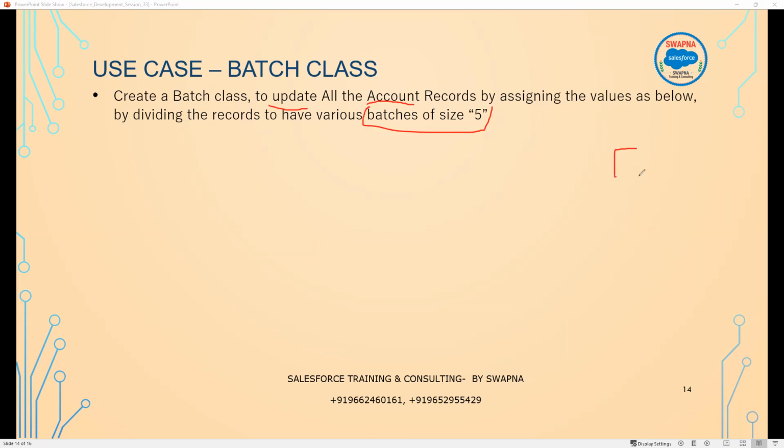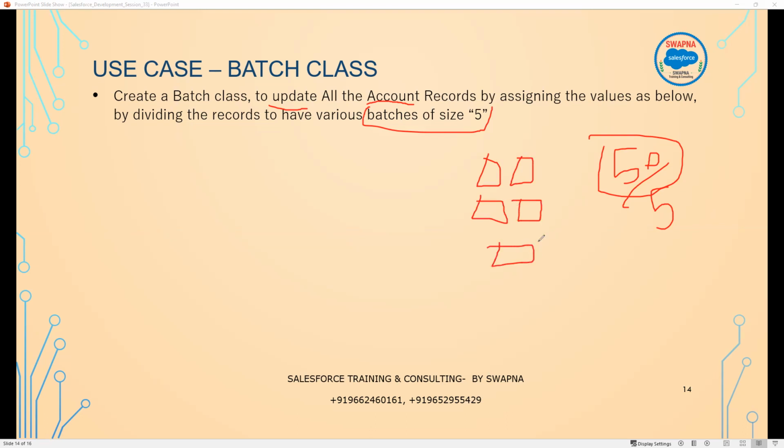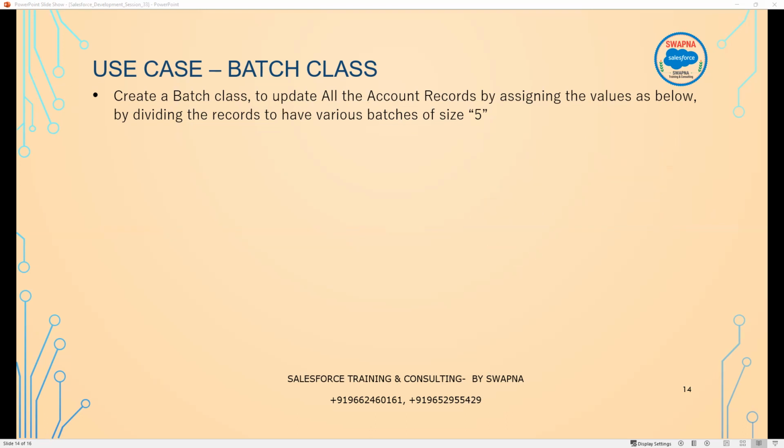If I have 50, it should be divided by 5. That means I need to specify the batch size, the second parameter in the Database.executeBatch. In the second parameter, I need to specify 5. So whatever the total number of records is, it will be divided by 5, and whatever the output is, that many temporary batches get created at the backend. Now let's go ahead and implement that.